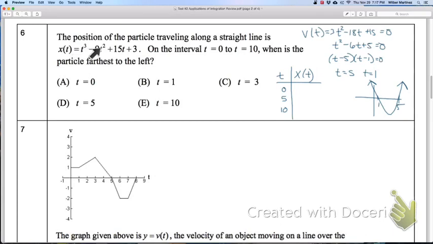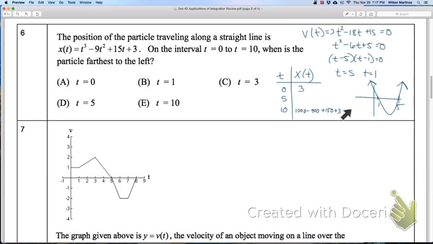If I plug in 0 here, I get 0 plus 0 plus 0 plus 3, so that's 3. Let's do 10, because I think 10 is the next easiest. If I do 10, I get 10 cubed, which is 10 times 10 times 10. That's 100 times 10, so 1,000. Minus 9 times 10 squared. Well, 10 squared is 100. 9 times 100 is 900. Plus 15 times 10, that'd be plus 150. And then plus 3.